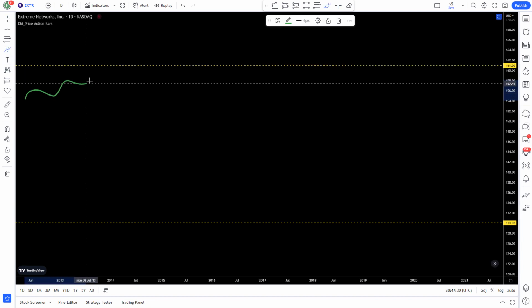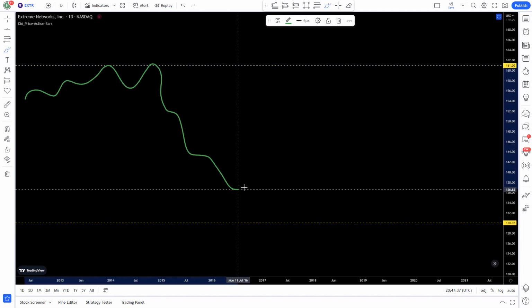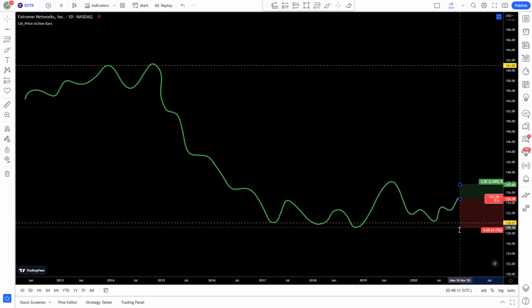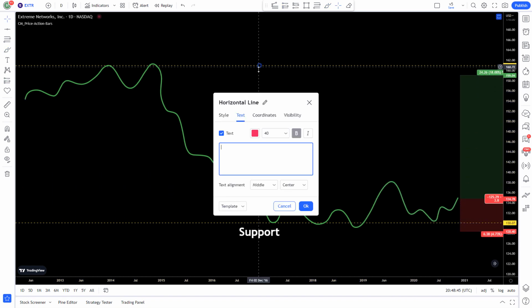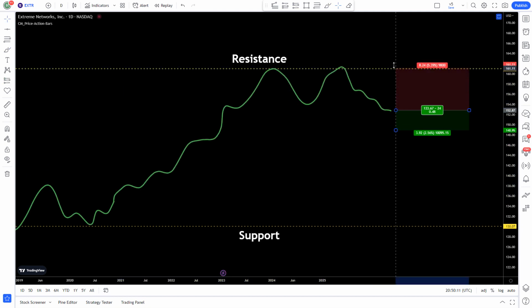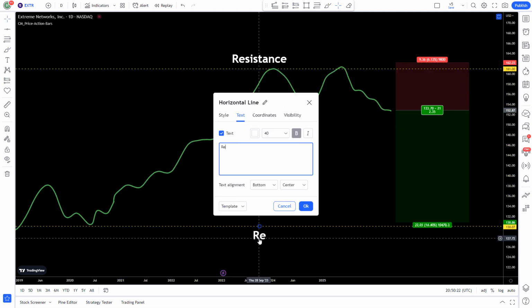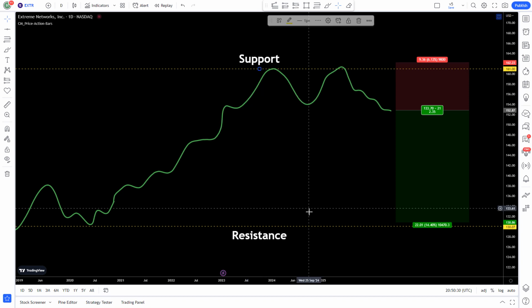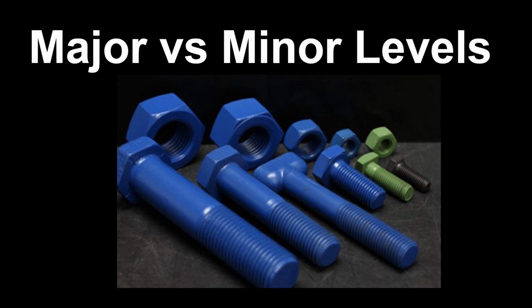In case you're not familiar with the terms, whether a level is support or resistance depends on if you're trading long or short. Here we're buying long, so support is the safety net or the floor below us, and price will face resistance when it hits the ceiling. In this case, we're selling to the short side, so support is above and resistance is below. There's a difference between major and minor levels. We'll get into the nuts and bolts now.